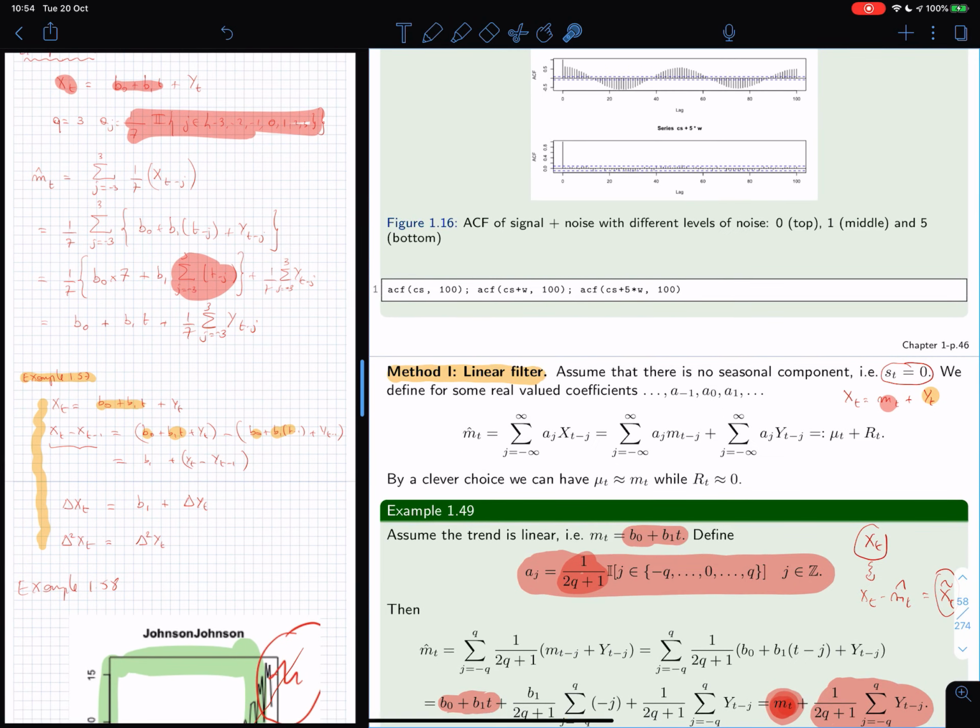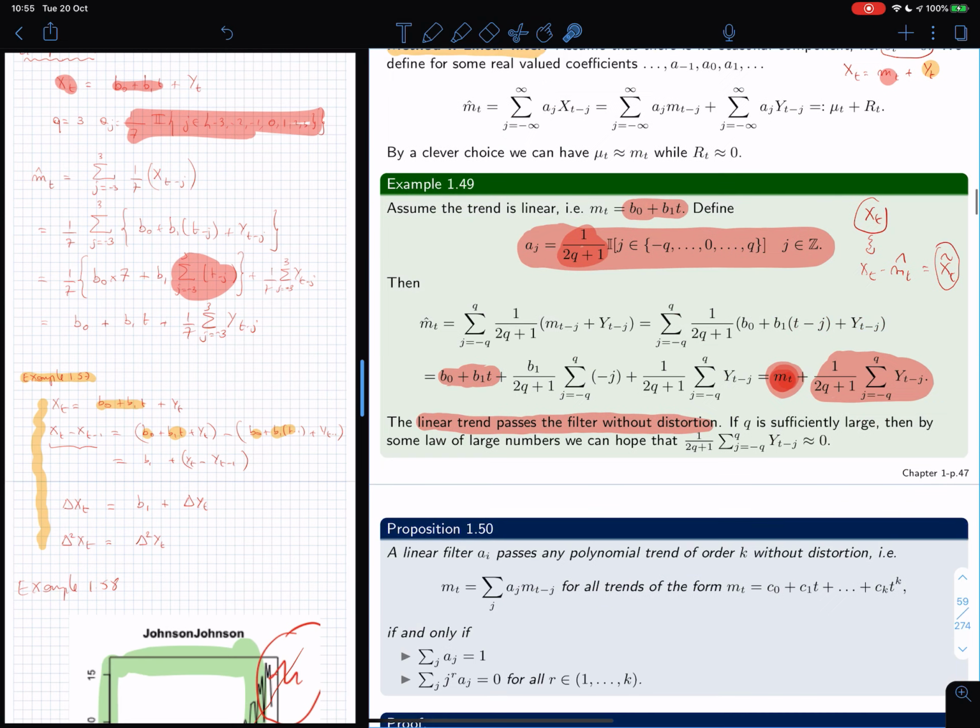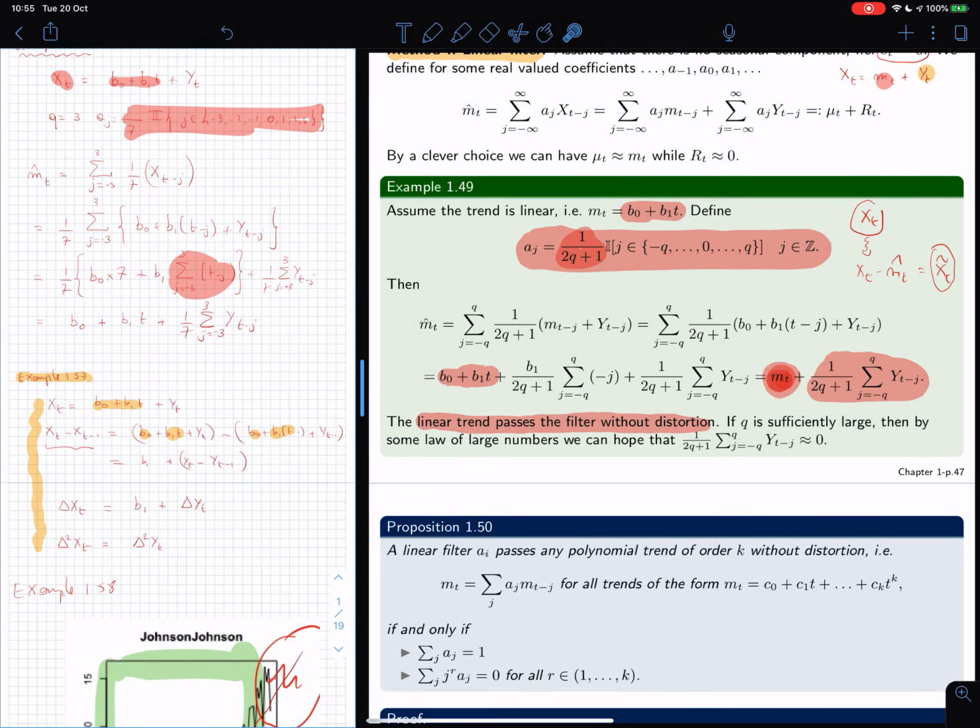Suppose that you can determine weights in some kind of moving average, which leaves the trend unharmed. So after the averaging, you're left with something which is close to your trend. And suppose that you can make the rest probabilistically go to 0. So here, for example, if we generalize, rather than taking order 3, we take order Q.